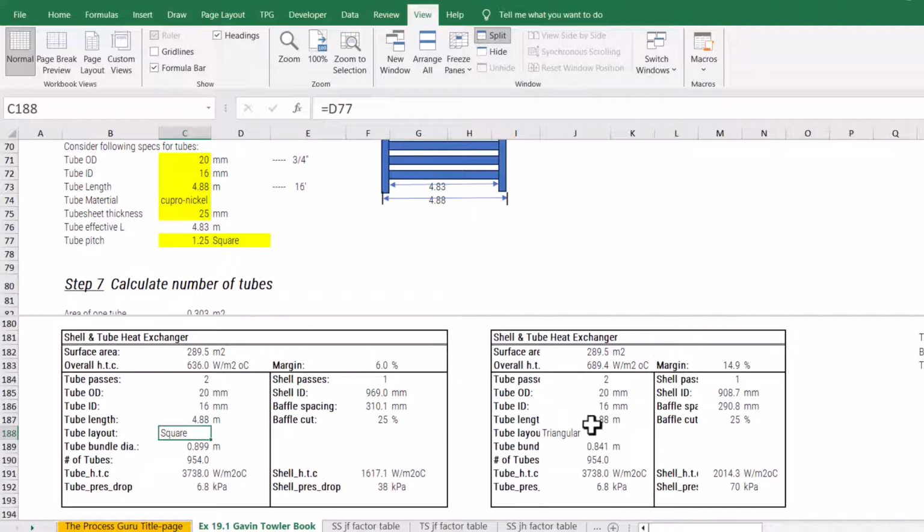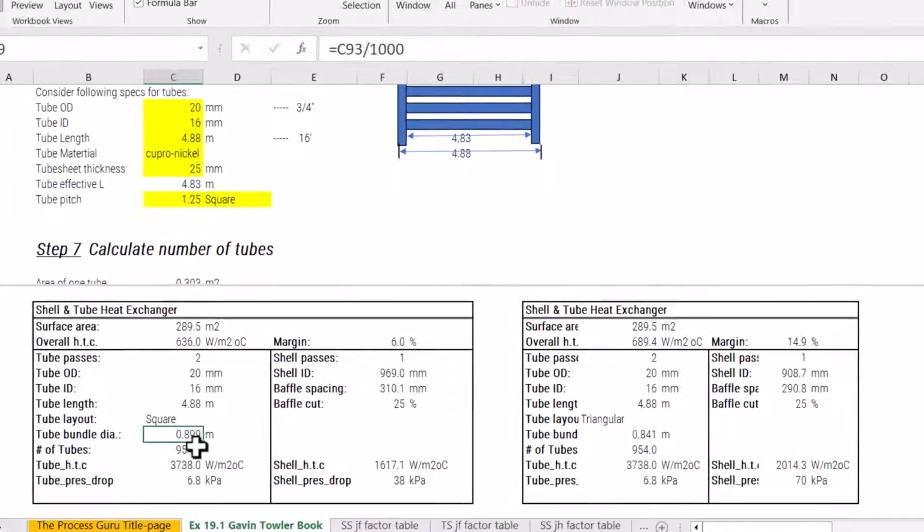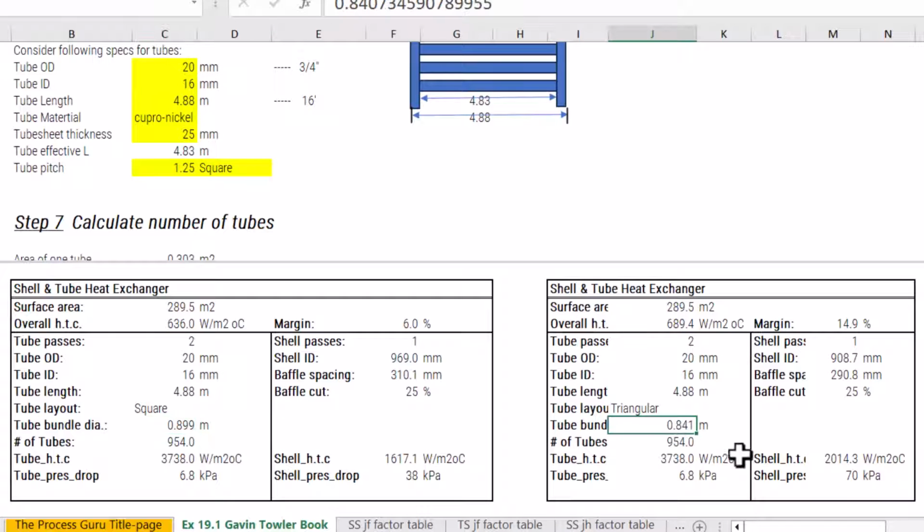So it is square pitch here, and here is triangular pitch. If you look at the tube bundle diameter, it is 0.899 and here it is 0.841. Some increment is there. Then if you look at the shell ID, it is 969 and here it is 908. Of course, the shell diameter is more. Typically, as the diameter increases, the cost of the heat exchanger also increases. Okay, so we can see that.